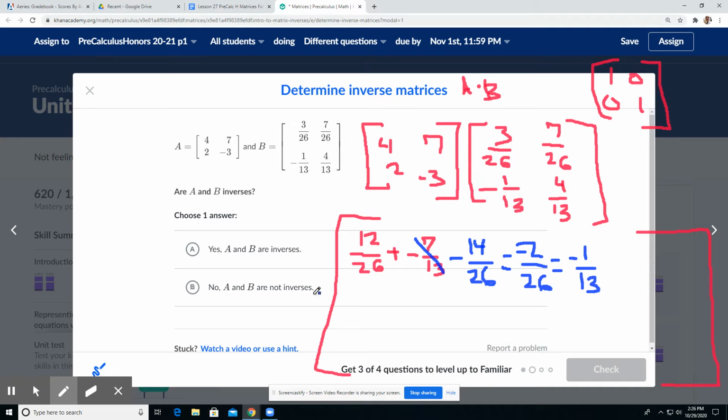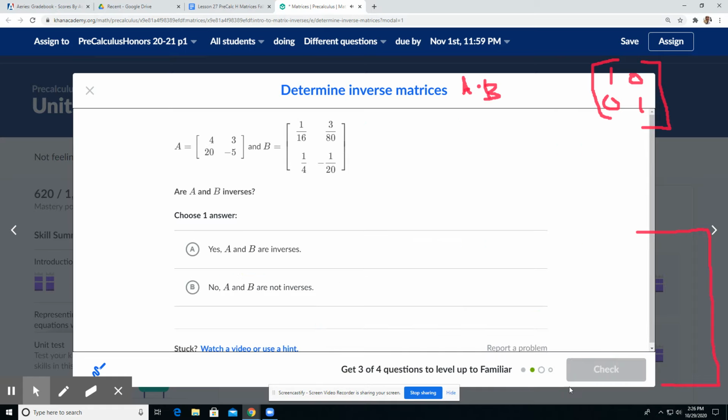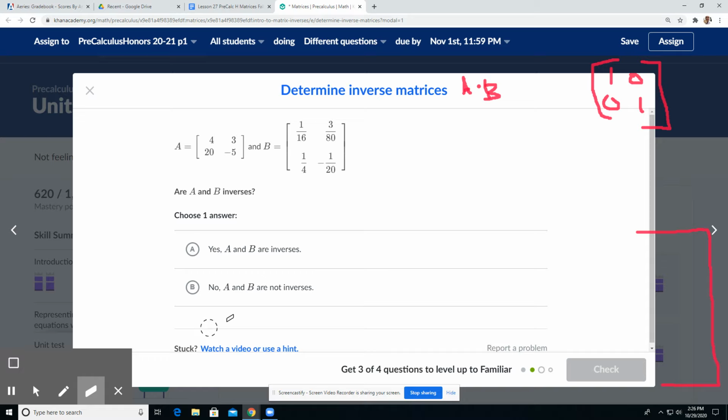It's not asking whether there's a scale factor, because there might be a scale factor that we can pull out. But I got -1 over 13 for row 1, column 1. So right away, that tells me these are not inverses of each other. It has to be a 1 right here. That wasn't too bad. Let's see if the other one's any nicer. No, it's pretty drawn out.